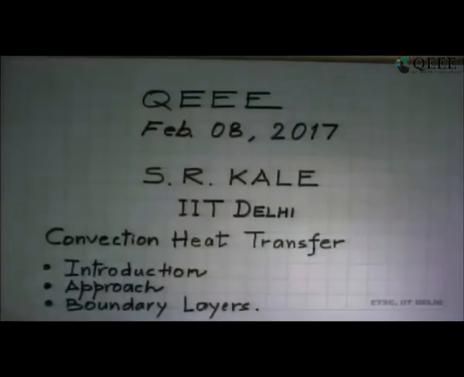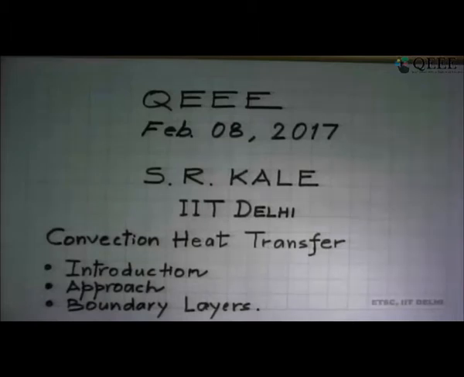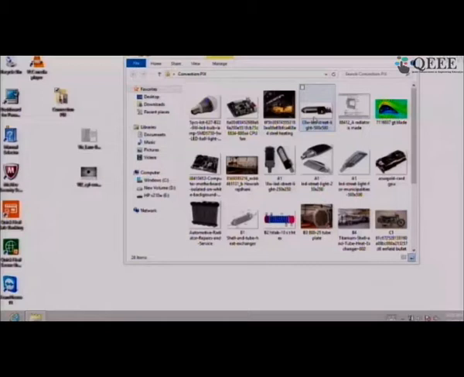So today I will begin with an introduction and give you some examples of applications and what type of issues we have to ask. Then we'll look at what is the approach by which we solve these problems. And then I'll talk about the importance of boundary layers. So we'll begin by looking at some applications, and I've taken these from many different things.